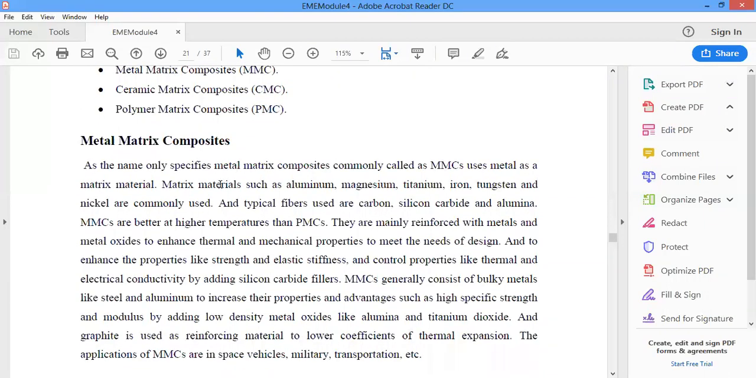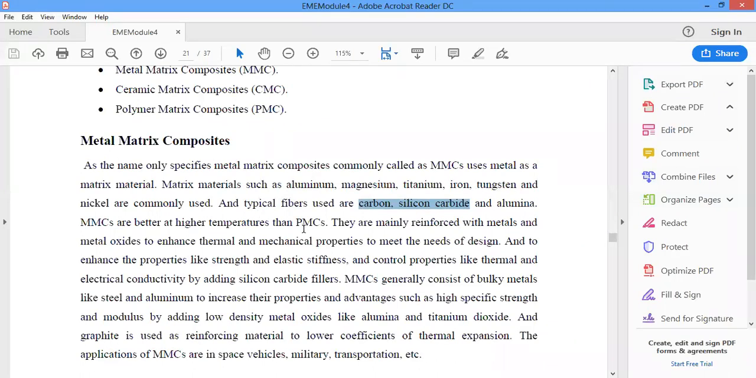What happens in metal matrix composites? We can make use of aluminum, magnesium, titanium, iron, or tungsten, anything that can be melted. Once it is melted, along with this metal the fiber is added, stirred well, and casted. We can also have fibers in the form of carbon, silicon carbide, any of those things.